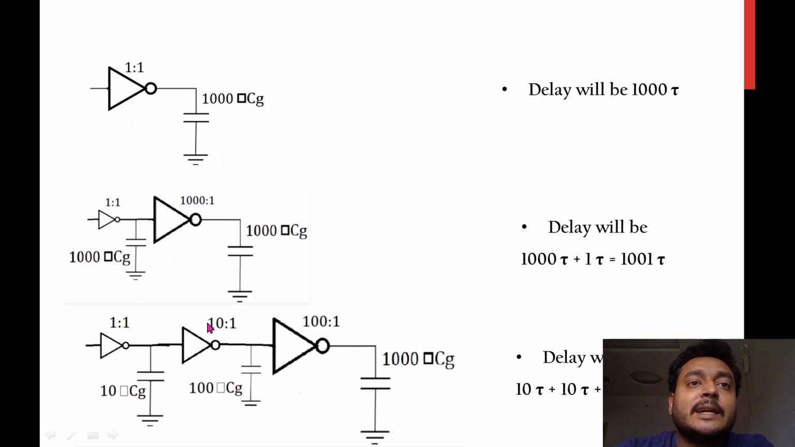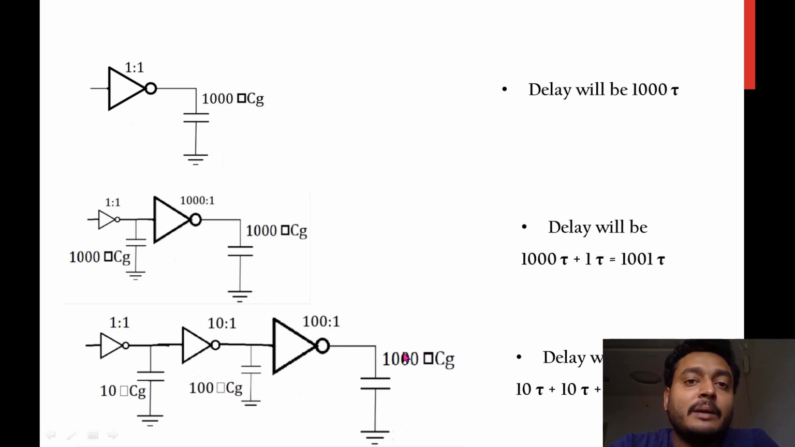This is why you use cascade stages of inverters, in order to reduce the delay. This is how you can drive the large capacitance of 1000 Cg using only 30 tau of delay. The question is, how do we know that I can put only three inverters to drive this amount of capacitance, or five inverters, six inverters, eight inverters? How do you know how many inverters you have to cascade to get the minimum delay? Because you cannot just go on putting in inverters, right?